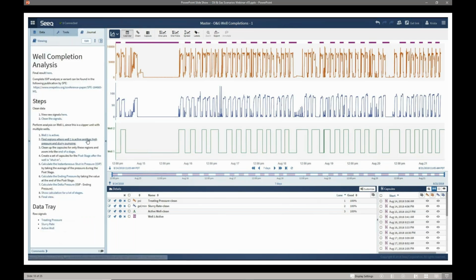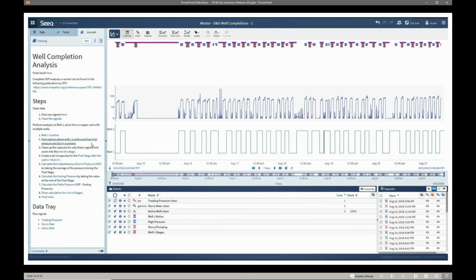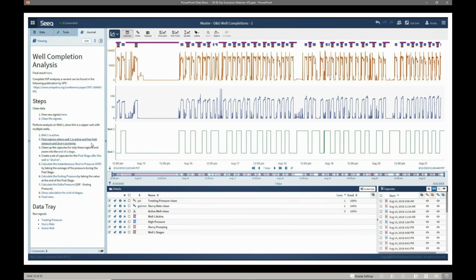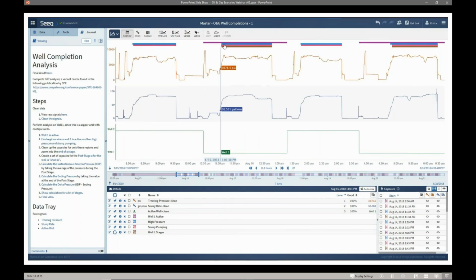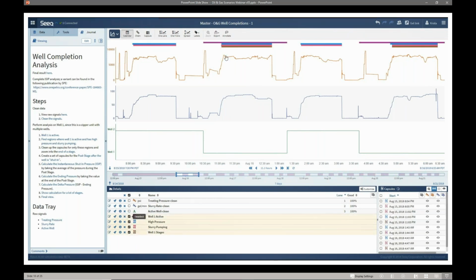Next, I'd like to understand during those well 1 periods when I'm operating at high pressure and at a high slurry rate. So you see a number of capsules at the top of the screen that we've created. I'll zoom in to highlight those. In particular, you see where I've identified high pressure periods and high slurry pumping periods, both with my value search. And then finally, I've identified my well 1 stages that we'll focus our analysis on in brown.